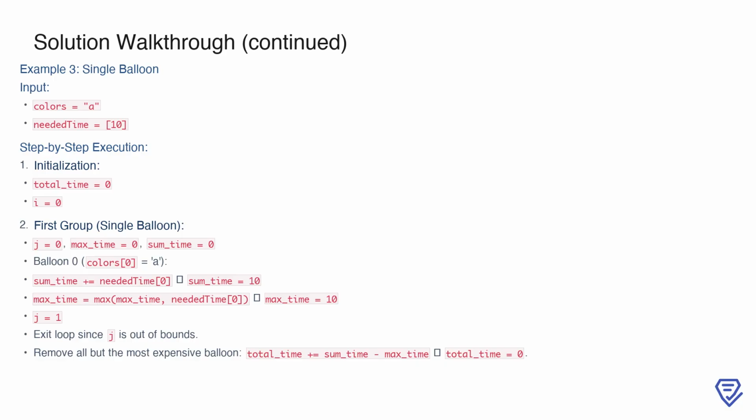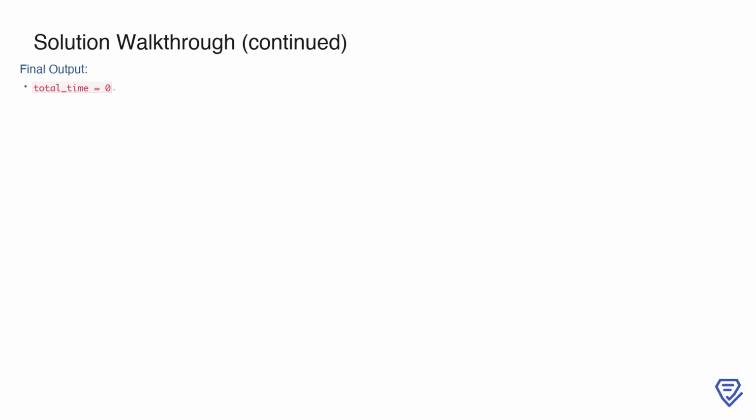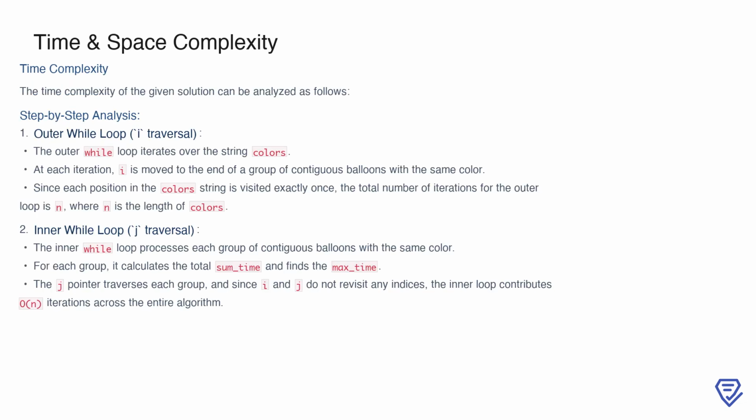The total time spent on this group is calculated by subtracting max_time from sum_time, but since they are equal, the contribution to total_time is 0. With no further groups to process, the total time needed to make the rope colorful remains 0. This is our final output for this example, as no further adjustments are required when there is only one balloon in the input. To analyze the time complexity of the solution, we start with the outer while loop.